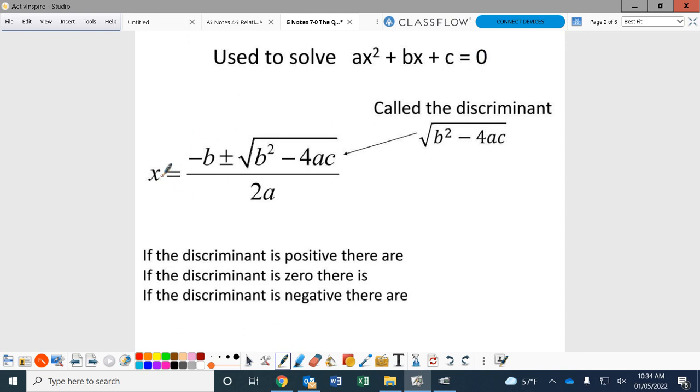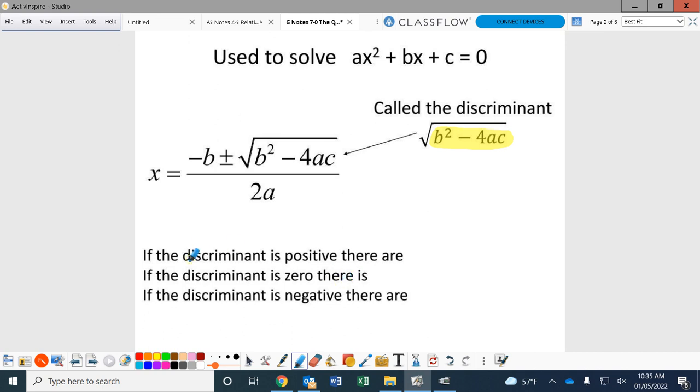When you read the formula, it's going to be the opposite of b, plus or minus the square root of b squared minus 4ac, all over 2a. Now, this part underneath the radical is called the discriminant. That discriminant decides how many answers you have. Guys, this is a big deal because it helps you know how many answers you need to have.